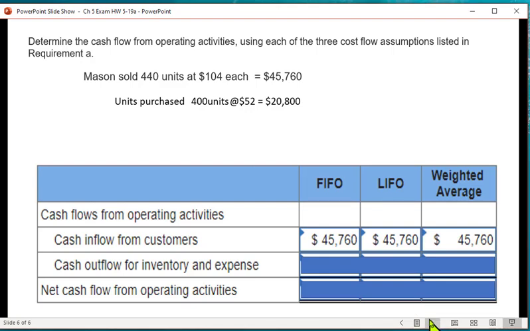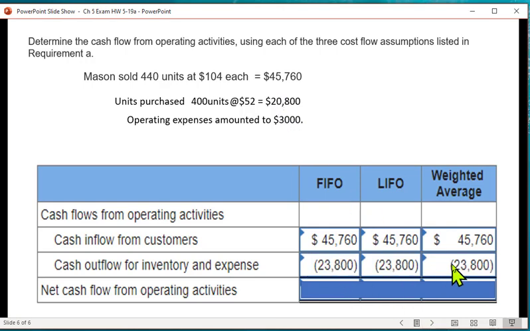And then we'll add to that our operating expenses, which amounted to $3,000 under each scenario. So we had a total cash going out the door for operating activities of $23,800. And that's under each of these scenarios. And so the net cash flow from operating activities would be the difference between the cash inflows and the cash outflows. And that's going to give us the same under all three of these, because we're not trying to figure out a cost of goods sold or a gross margin. We're just trying to figure out how much cash came in, how much cash went out.